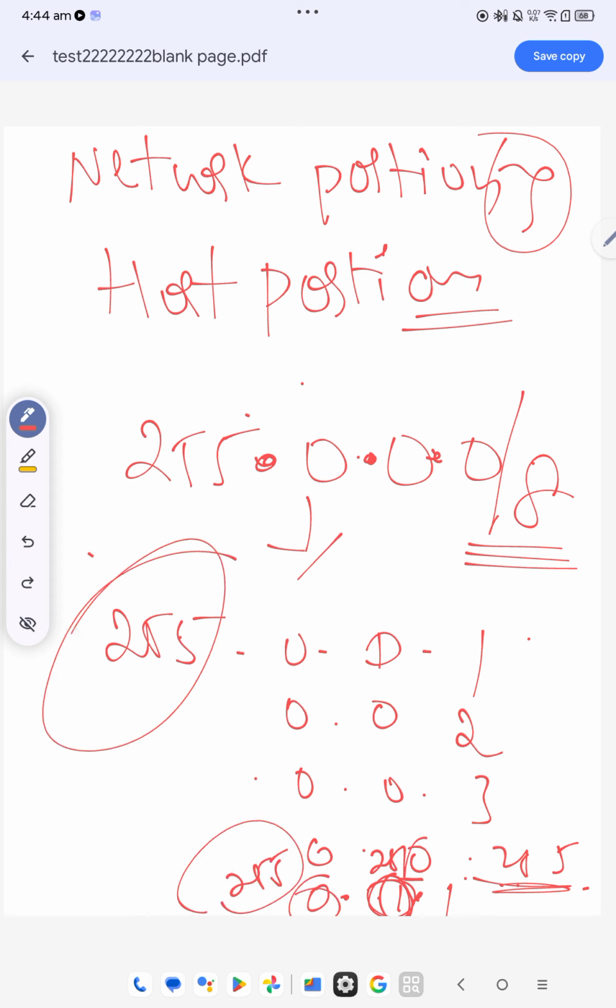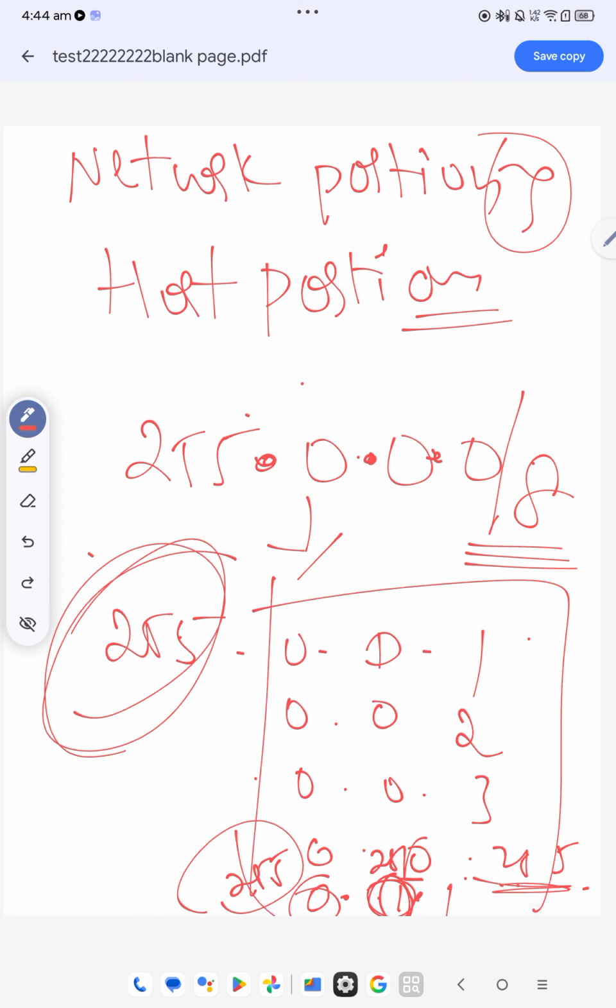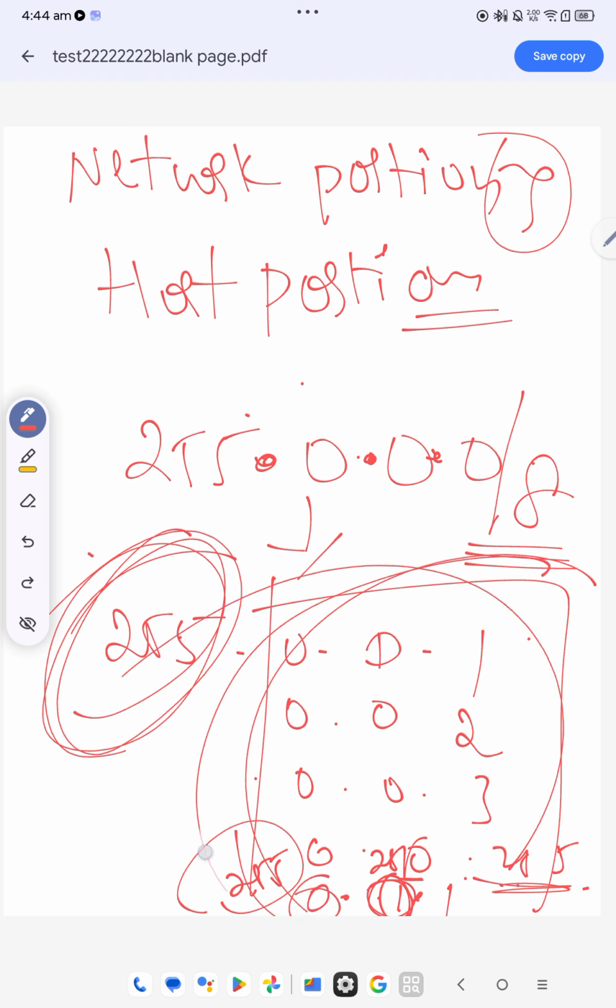This is fixed. What is this called? Network portion. And what is this called? Host portion. I think you understand some of it, right? Just remember this: network portion and host portion. The host portion is how many devices you are going to connect. This is somewhat a fixed value for your network.